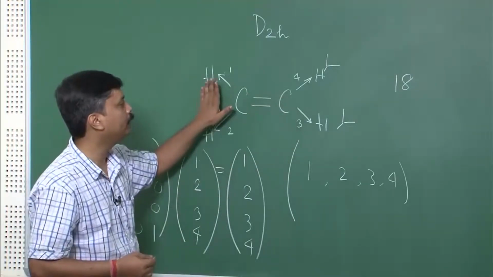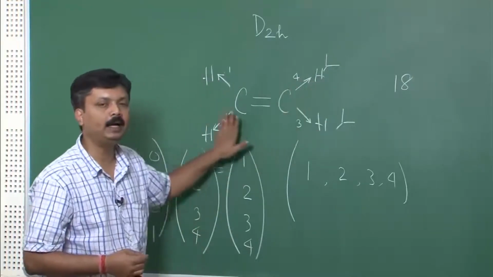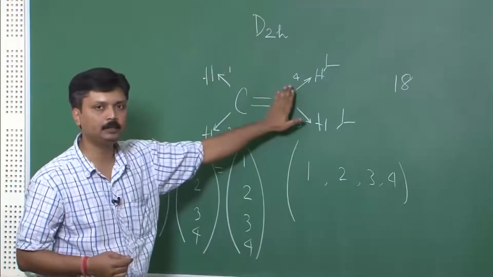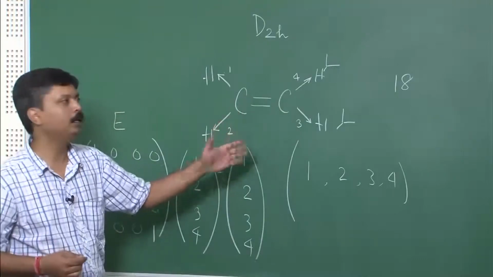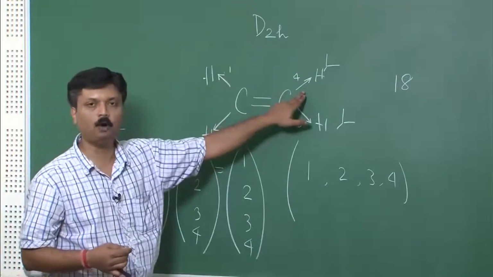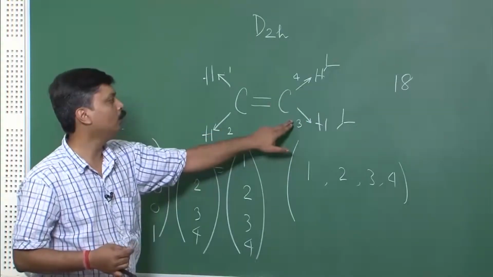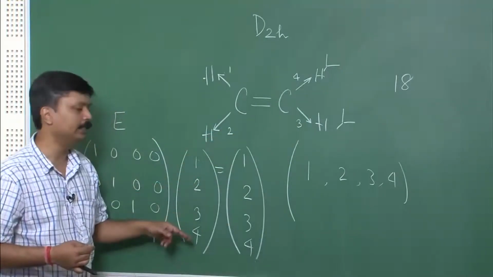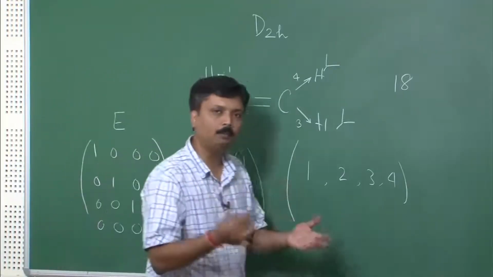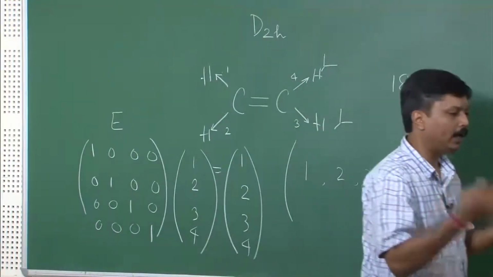I can find the matrix form for the sigma h plane. We have a sigma h here. For example, if I have sigma h, what will be the matrix form? Because sigma h is not going to change any of these bond vectors, right? So it will be exactly the same as this. So in that way I can find one particular representation.